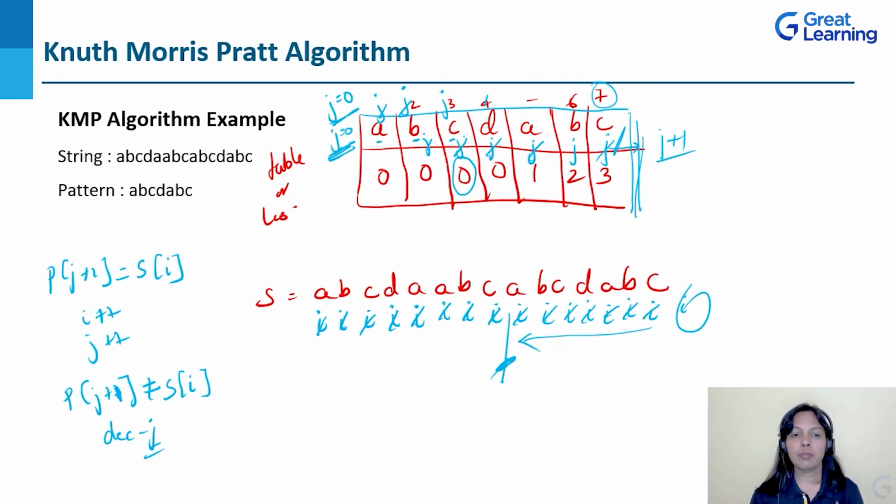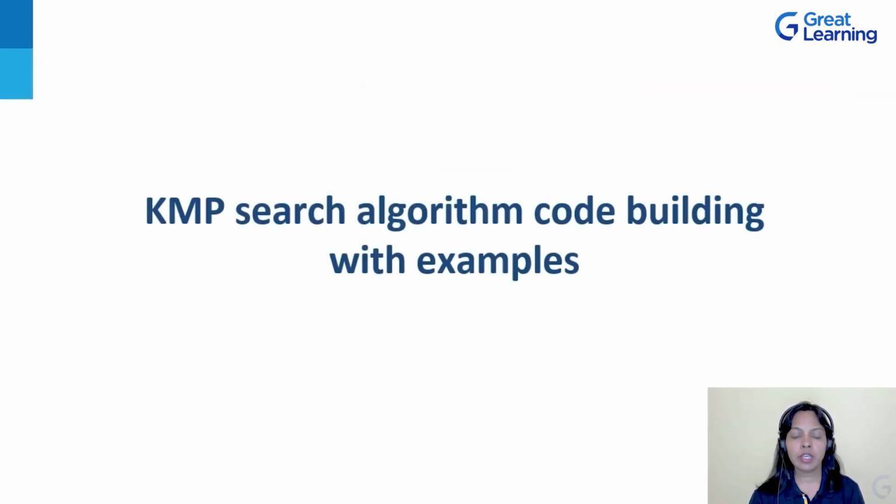So this is how the KMP algorithm works. That is, you don't have to backtrack I, you just have to backtrack or decrement the jth pointer, only in the pattern. And how you have to backtrack is dependent on this table. Wherever the j is currently pointing, you have to push back j to that location and start comparison from there itself. Okay, so this is how your KMP algorithm works. Let us now see the KMP search algorithm code building with examples.